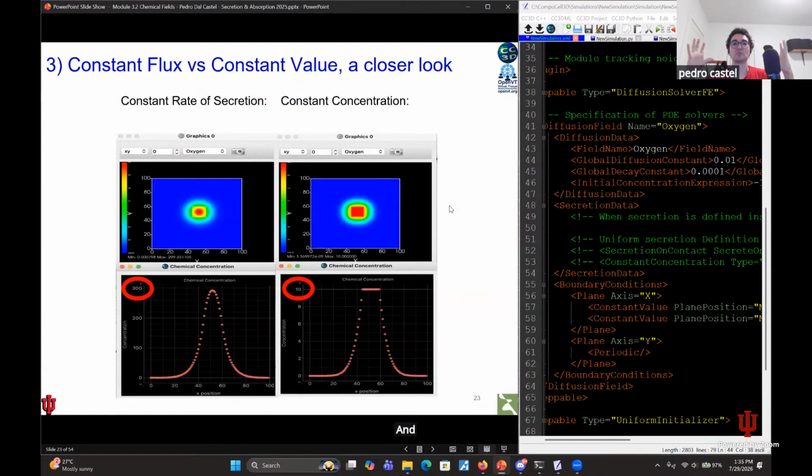And there are two different ways you can set secretion. One is constant rate and the other is constant value. So this is a little bit like the boundary conditions. If you set a constant rate of secretion, the cell will be pumping field into the simulation all the time. And if you set a constant concentration, the cell will hold the field value at a certain level all the time, no matter what happens.